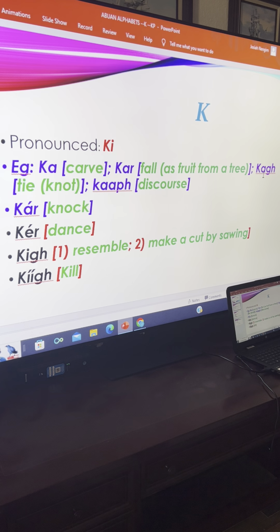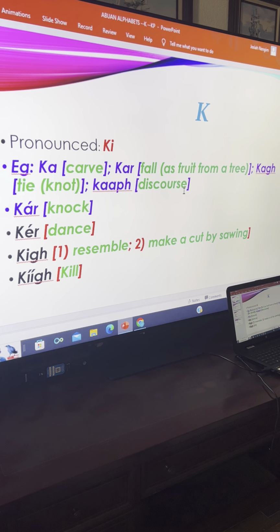Here's another example. K, A, Ge, He. Kak. And that translates the English word tie, like tying a knot, okay? We will see a different kind of tie as we go further in the examples. Now, here's another example. K, A, B, He. See, that is cap.